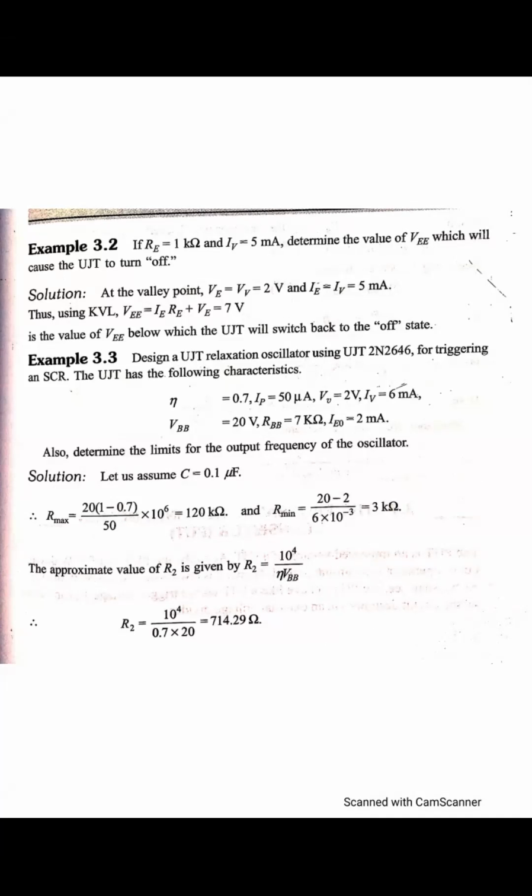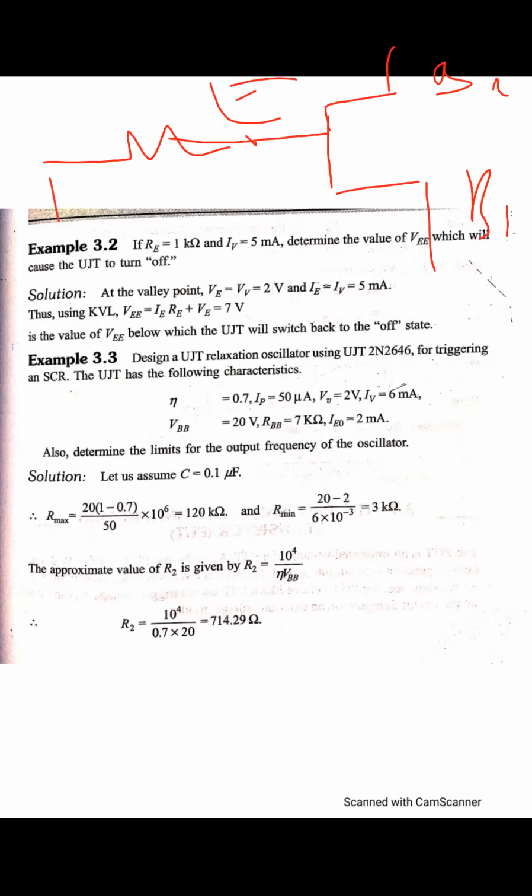we will be having it like this, and that is B2 to B1. So this is the emitter, and we will be having RE here, and we will be having VE here, and this is grounded. So applying KVL to the input part of the equivalent circuit, it is going to be VEE is equal to IE RE plus VE.